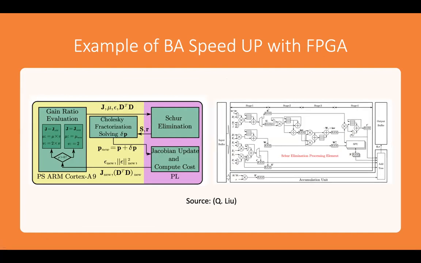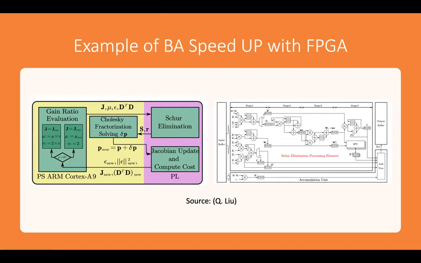They put those in programmable logic, the FPGA, and ran those in hardware, while putting the gain ratio and Jacobi factorization in software. So this hardware-software design was used to create speed up for the bundle adjustment. And on the right is an example of the processing element used for the square elimination.